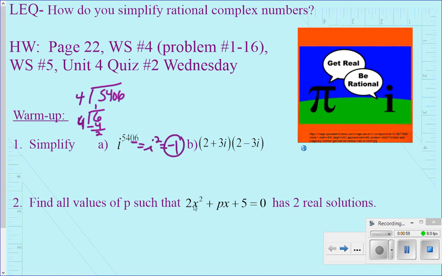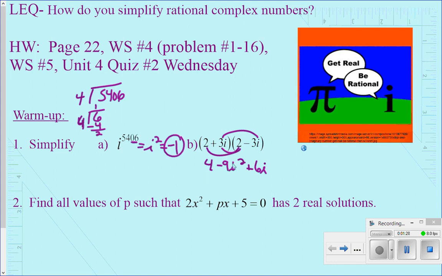Next, first, outer, inner, last, or generic rectangle. So 2 times 2 is 4. 3i times -3i. Oops, 3i times -3i is -9i squared. 3i times 2 is 6i.